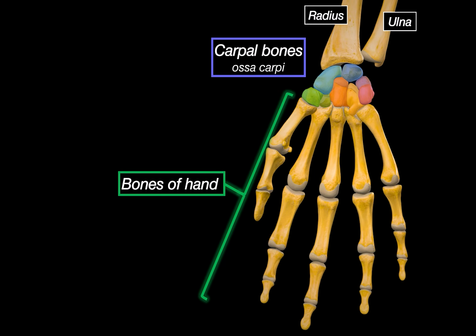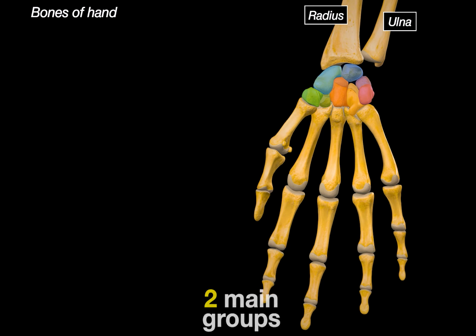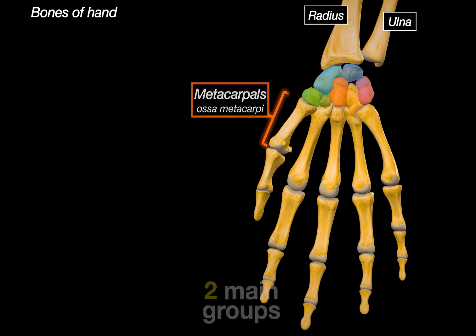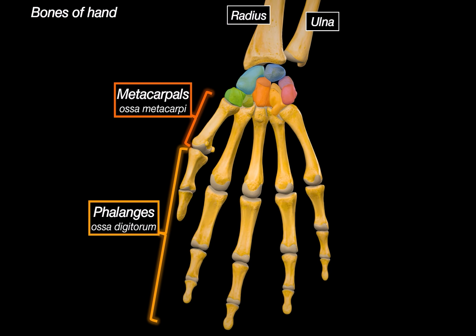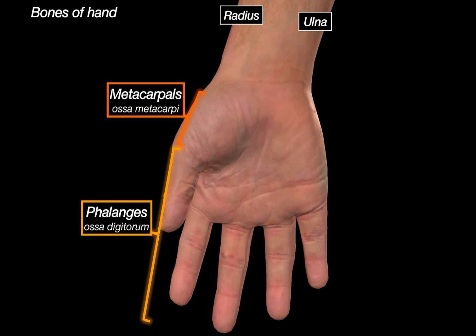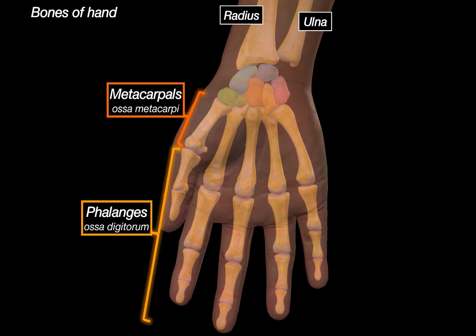Let's do the bones of the hand. The bones of the hand consist of 2 main groups, the metacarpals and the phalanges. To make this easier to visualize, let's put the bones back into the hand. As you see here, the metacarpals form the middle part of the hand, basically the palm, and the phalanges make up the fingers. Let's now start with the metacarpals.